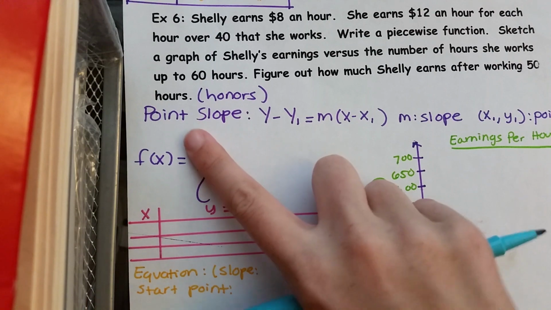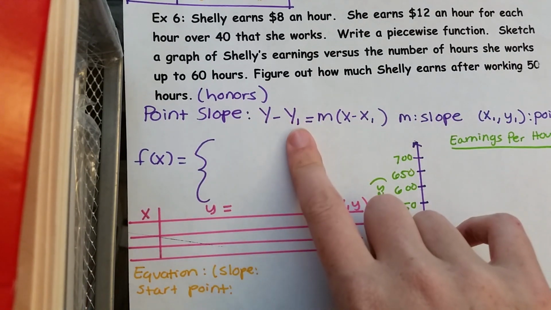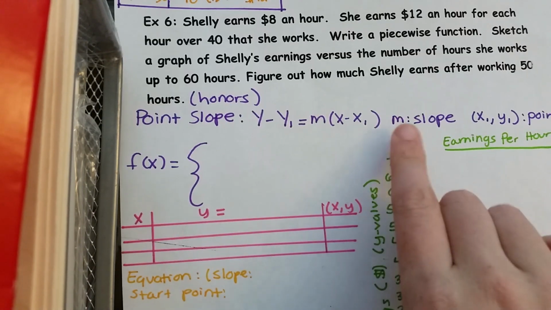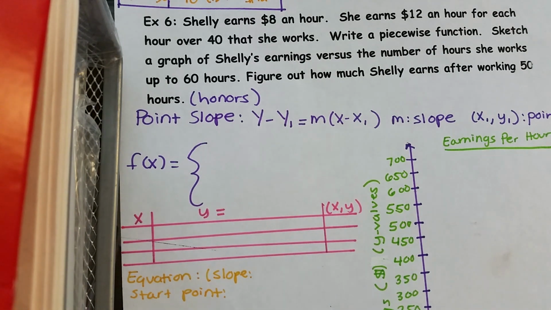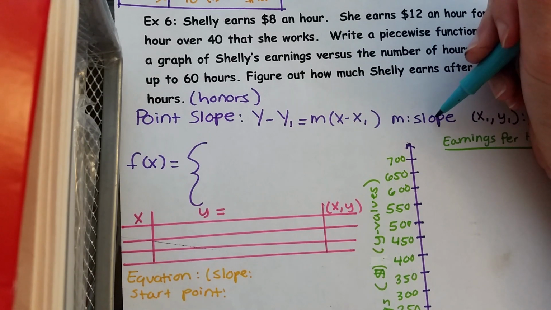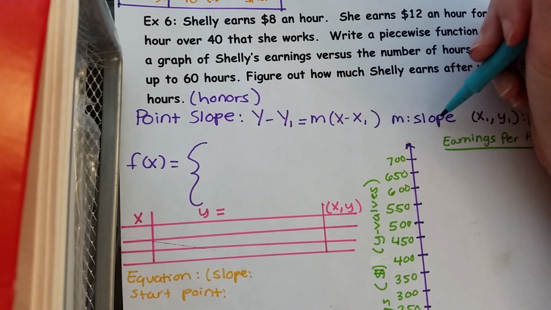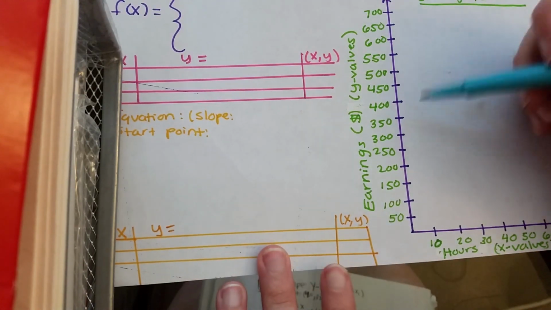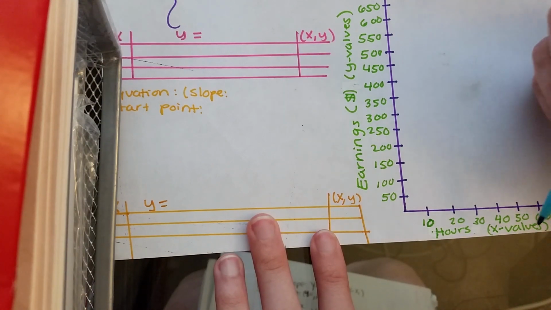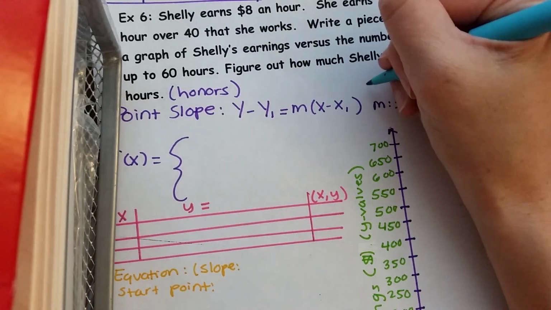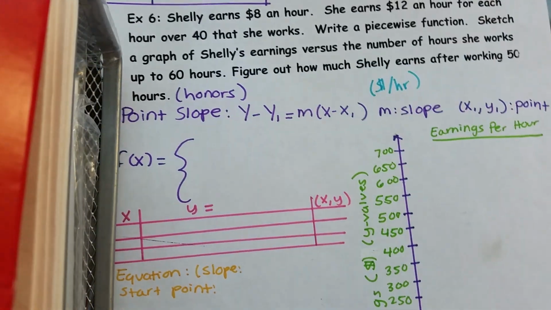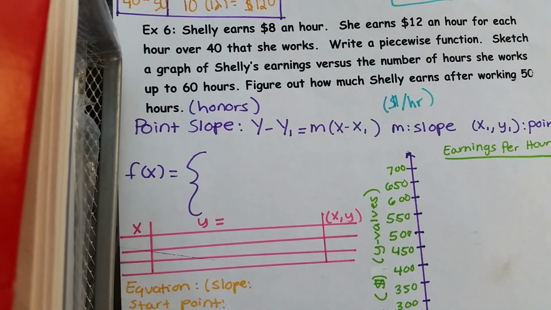Something we'll have to keep in mind later on in the problem, not yet, is that we'll be using point slope. The equation of point slope is y minus y1 equals m times x minus x1, where m is the slope. Slope is always a rate of change, so how much a y value is changing over an x value changing. If we look at our graph, the y values are how much Shelly has earned, and the x values are how many hours she has worked. So when we write our equation, our slope is going to be the dollars per hour, or how much she makes per hour.